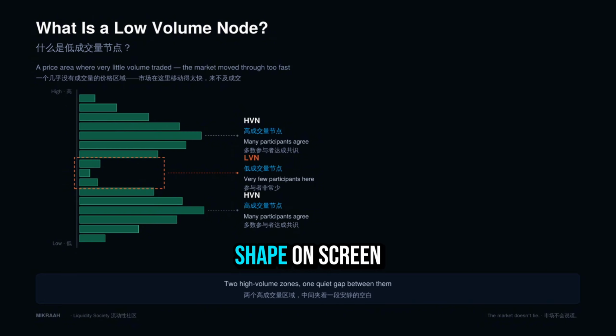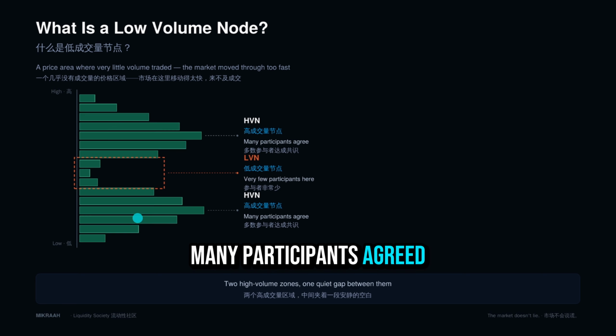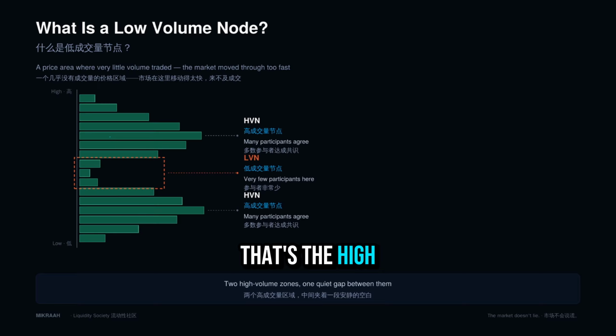Look at the shape on screen: thick on top, thick at the bottom, and thin in the middle. Above and below, the market spent time. Many participants traded here, which means many participants agreed those prices were fair. That's the high volume node on either side. In the middle, almost no one transacted. The market didn't pause there, it passed through. That's a low volume node.